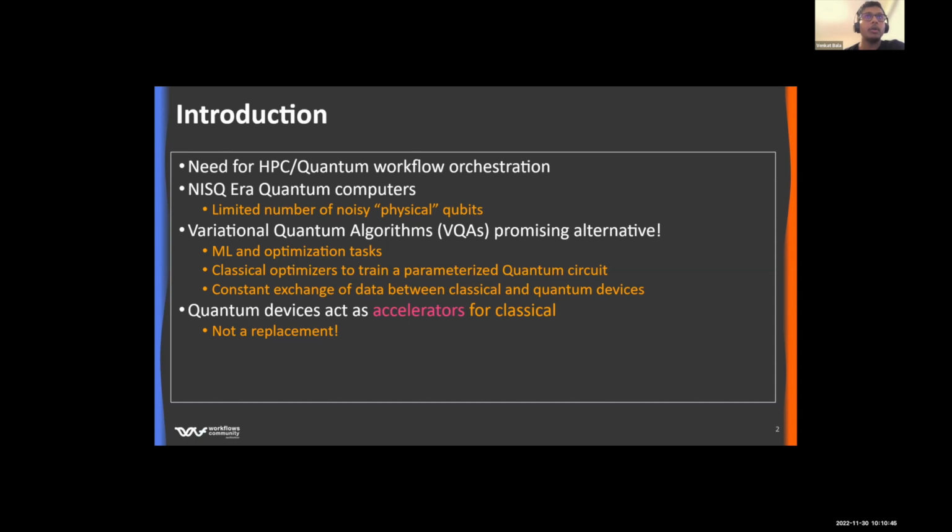And the premise of VQAs is you have a classical optimizer that is being used to train a parameterized quantum circuit. So this straight away leads to heterogeneous computing, where the classical and quantum devices are constantly in communication with each other, exchanging data and parameters back and forth. And so this puts quantum devices as accelerators, augmenting classical HPCs rather than a replacement for them, right? So quantum devices are becoming more and more of a conventional accelerator, like GPUs, like tensor processing units that are widely available.